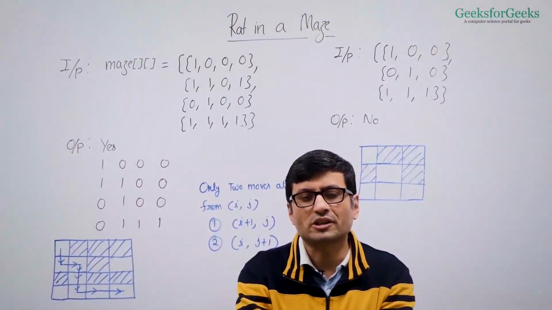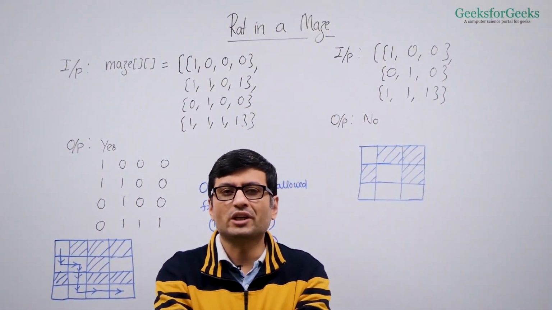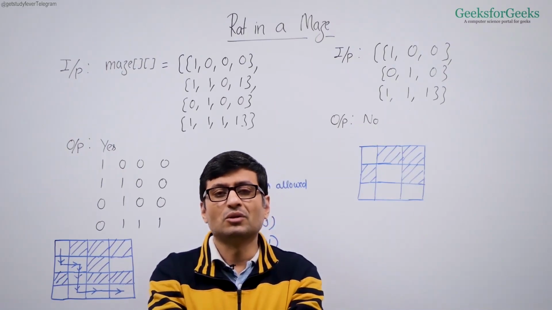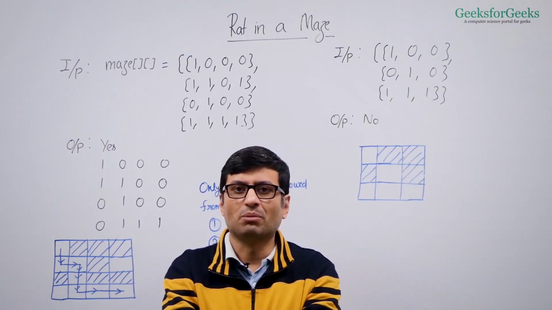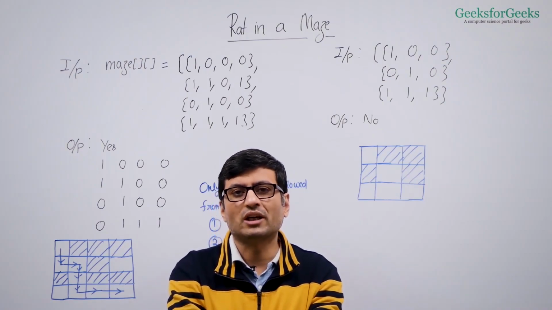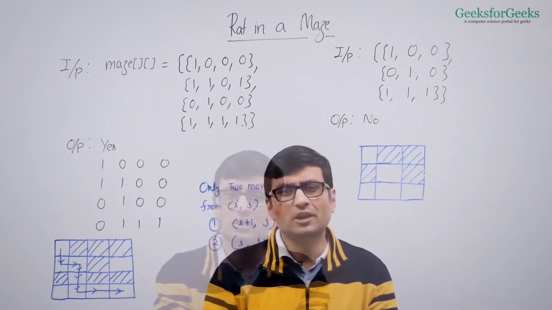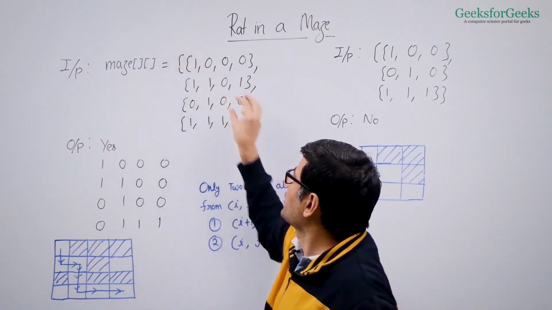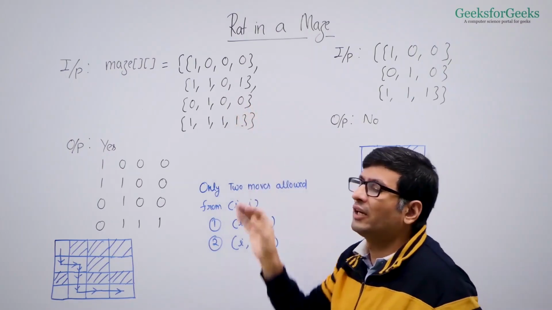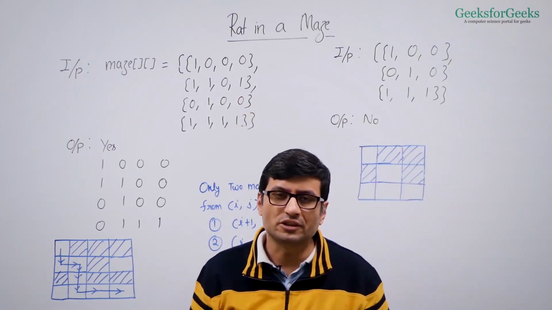Let us talk about this Rat in a Maze problem. We are given a binary matrix which represents a maze. 0 values in this matrix are blocked cells and 1 values are the cells through which the rat can move. In this maze, there is a rat at the top left corner and there is a cheese at the bottom right corner, and the rat has to collect this cheese.